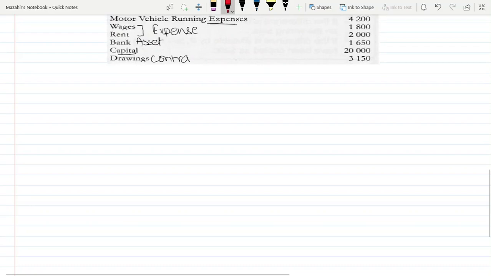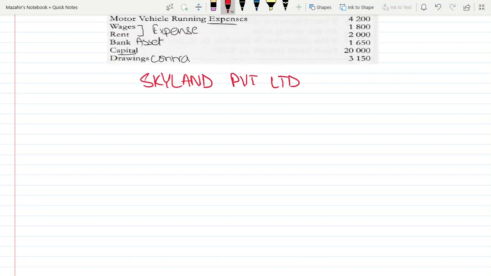First of all, we will write the name of the entity. In this case, we will call it, let's say, Skyline Private Limited. After that, we'll write the name of the document, that is trial balance. Then we will write the accounting period. You have to make sure that here you will write "as at" and not "for the period". In case of journal and ledger accounts, we will use "for the accounting period" or "for the month ended". And in case of trial balance, we will use "as at". So in this case, we'll assume it as 31st January 2020.